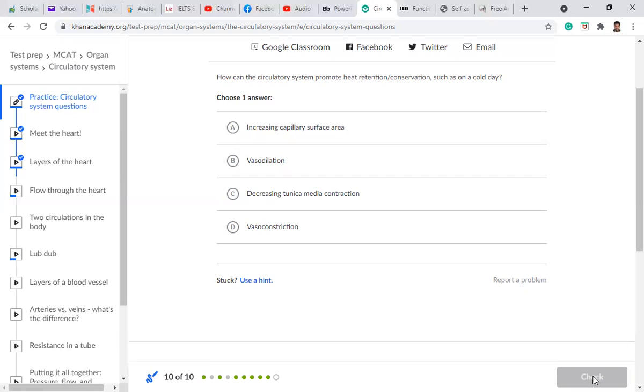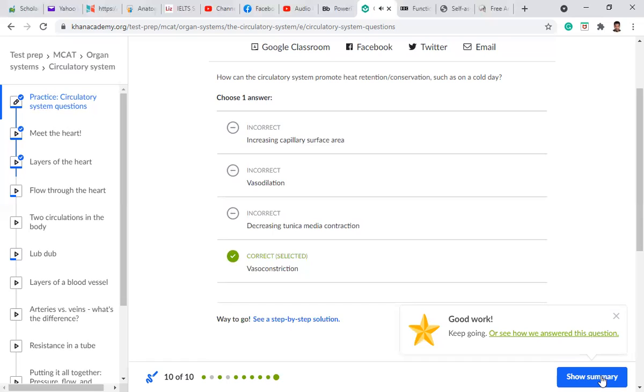The blood vessels will constrict. So vasoconstriction reduces blood flow, while vasodilation increases blood flow to the surface of the skin. So if you want to preserve heat on a cold day, the blood vessels in your skin should constrict to prevent blood flow to the surface of the skin so that you don't lose heat from there. I think that is the answer. Vasoconstriction. Yes, so that is the answer.